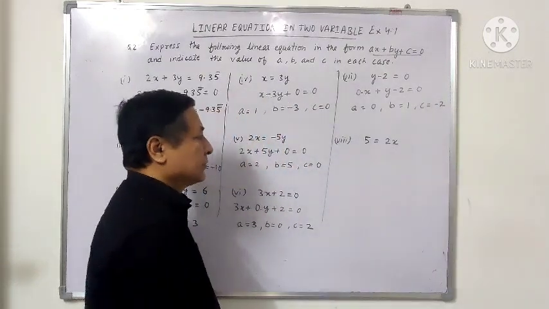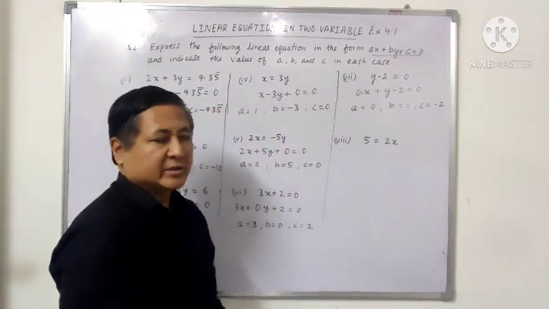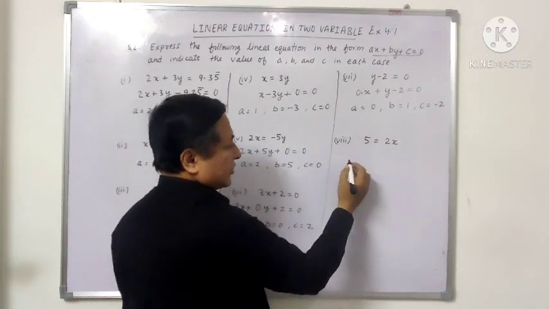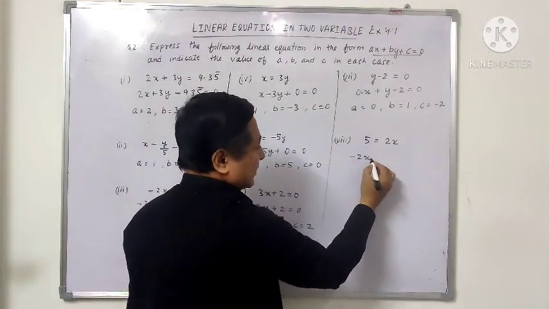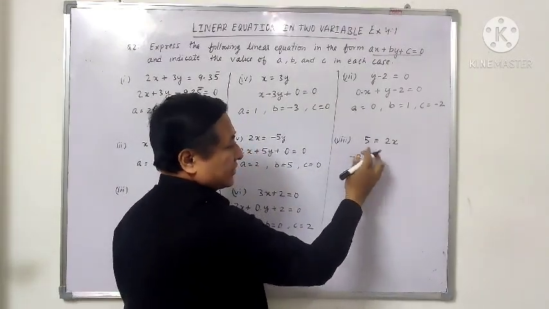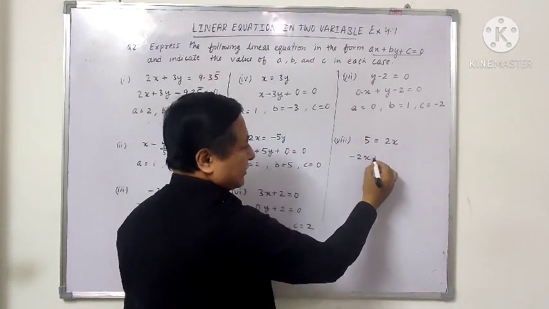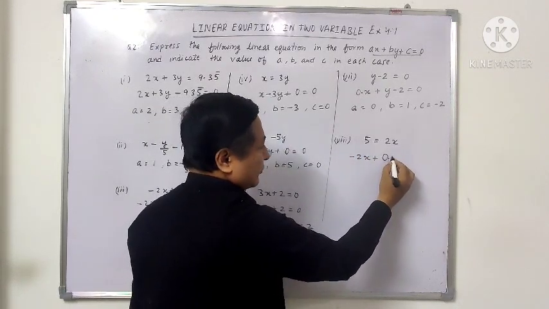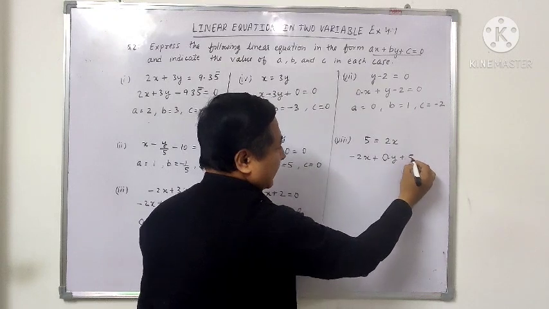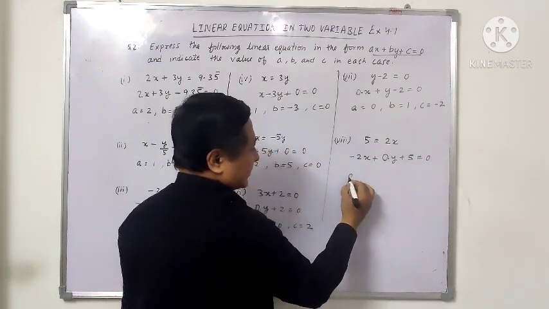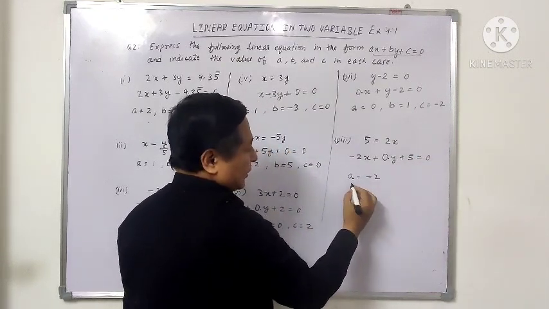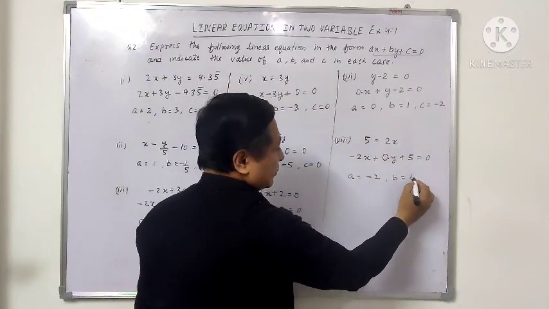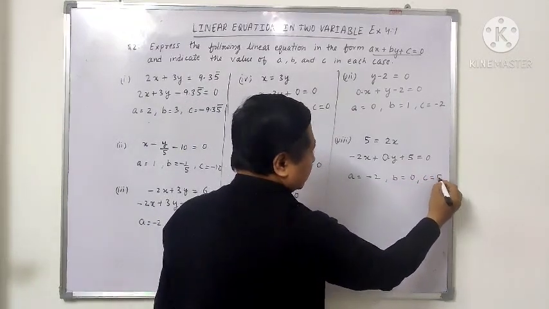Now the last question, that is 5 equals 2x. I am transposing 2x to this side, so minus 2x, and here again you can see the variable y is missing, so we will write plus 0 dot y plus 5 equals 0. So in this case a will be minus 2, b will be 0, and c will be equal to 5.